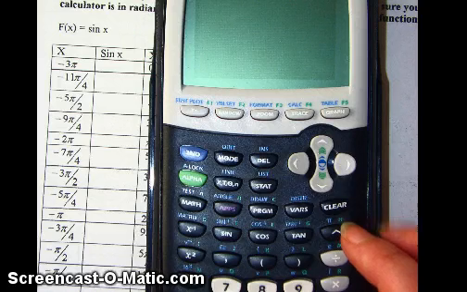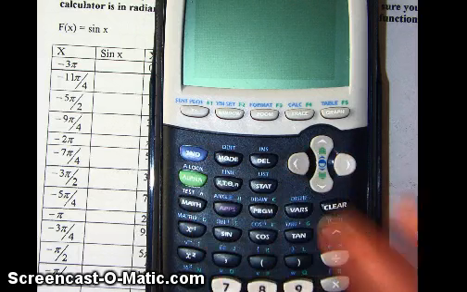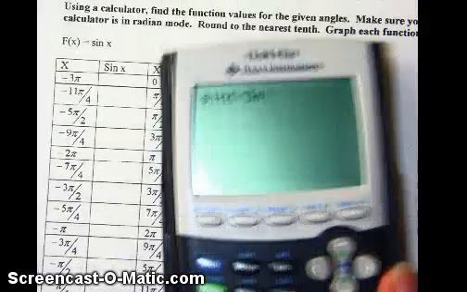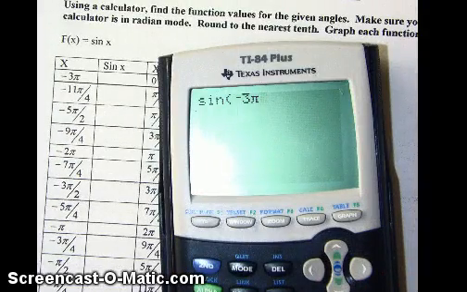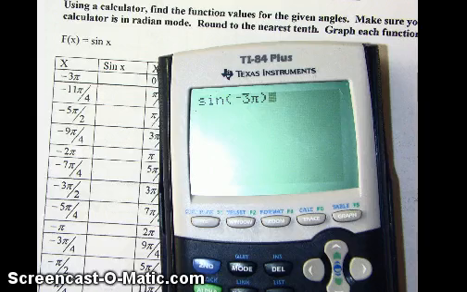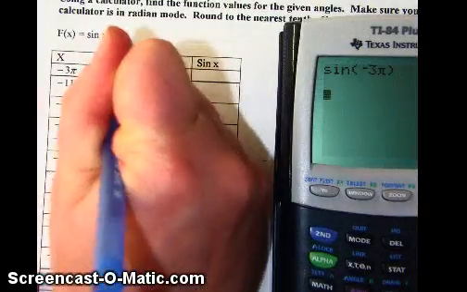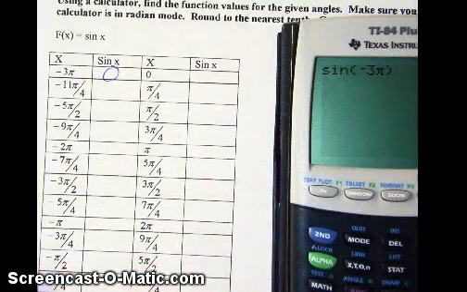So it's a second function. So you're going to press second pi. Okay. There it is. It says on the calculator sine of -3 pi. And that says 0. So we're just going to log a 0 on the table.